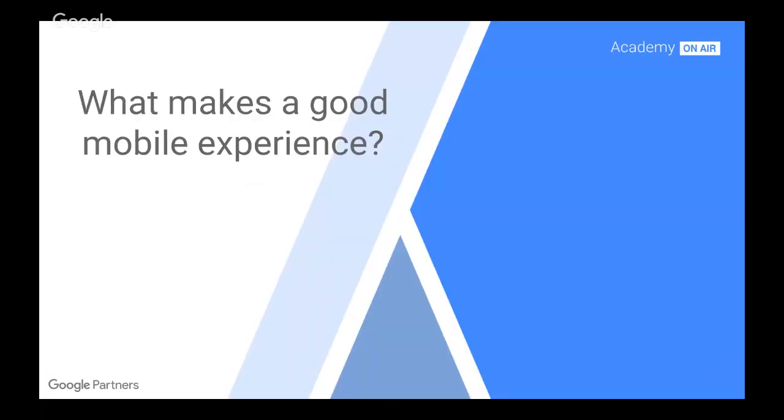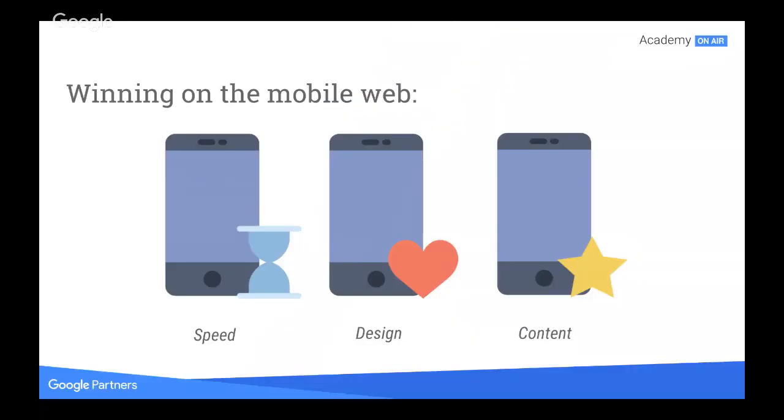Now I'm going to hand it over to Indra, who's going to tell us from our perspective what makes a good mobile experience. Yes, exactly. From Google's perspective, we tend to view good user experience as three pillars, consisting of speed, design, and content. As we were mentioning before, we will focus on the speed topic in the next Hangout on Air, so we tend to really keep an eye on that. But today we will really focus on design and content.